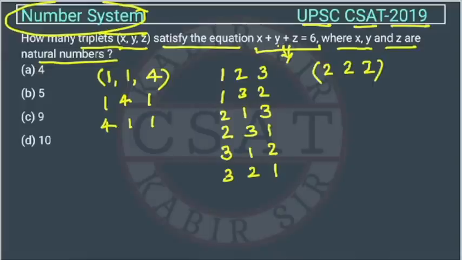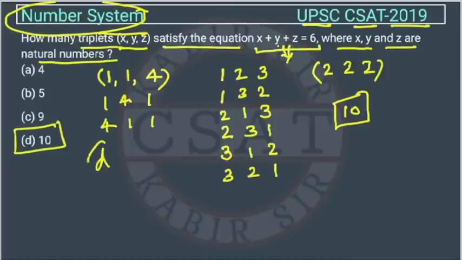Now we have to count them: 1, 2, 3, 4, 5, 6, 7, 8, 9, 10. So in total, how many numbers can we generate? We can generate 10 such triplets. So the answer of this question is option D.